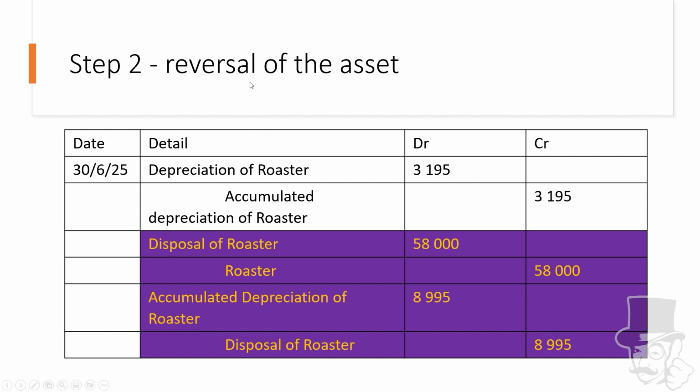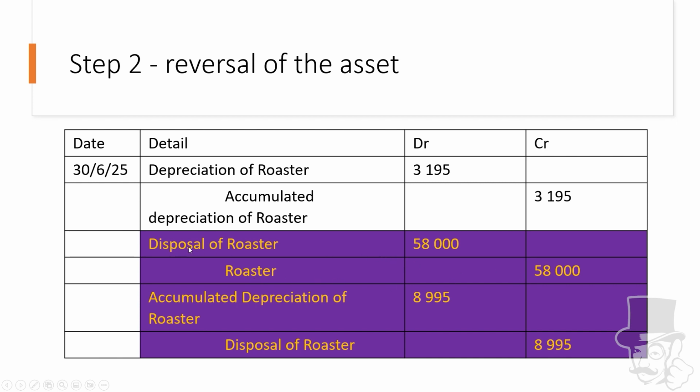So the reversal of the asset in this case is highlighted in purple for you. We know that we originally purchased the roaster for $58,000. It had a debit value, so we need a credit value to write it off back to zero. Remember, when we dispose of an asset, your associated account is always going to be disposal of whatever the non-current asset is. In this case, a roaster. So we know we're going to credit the roaster.